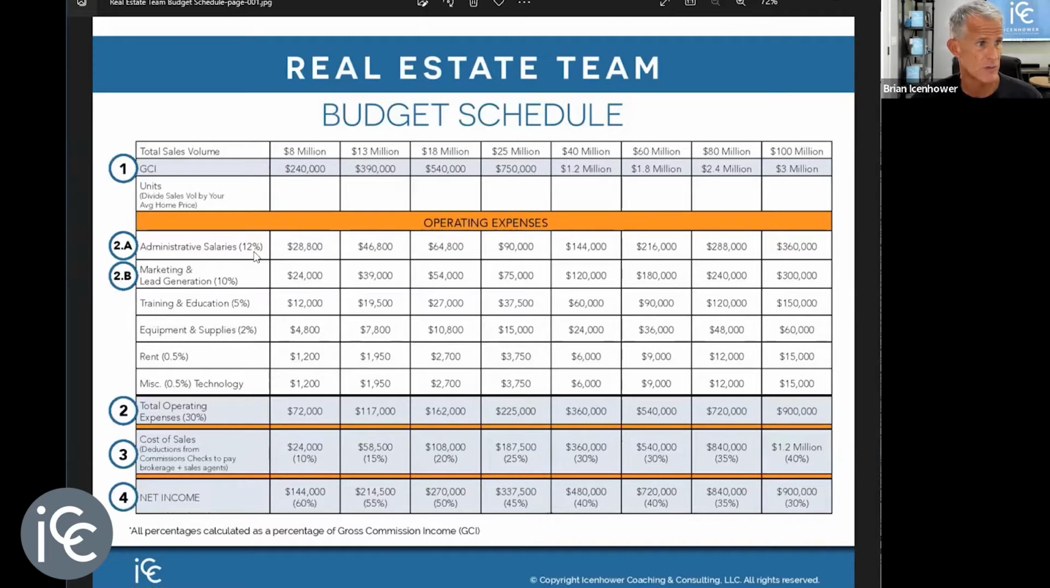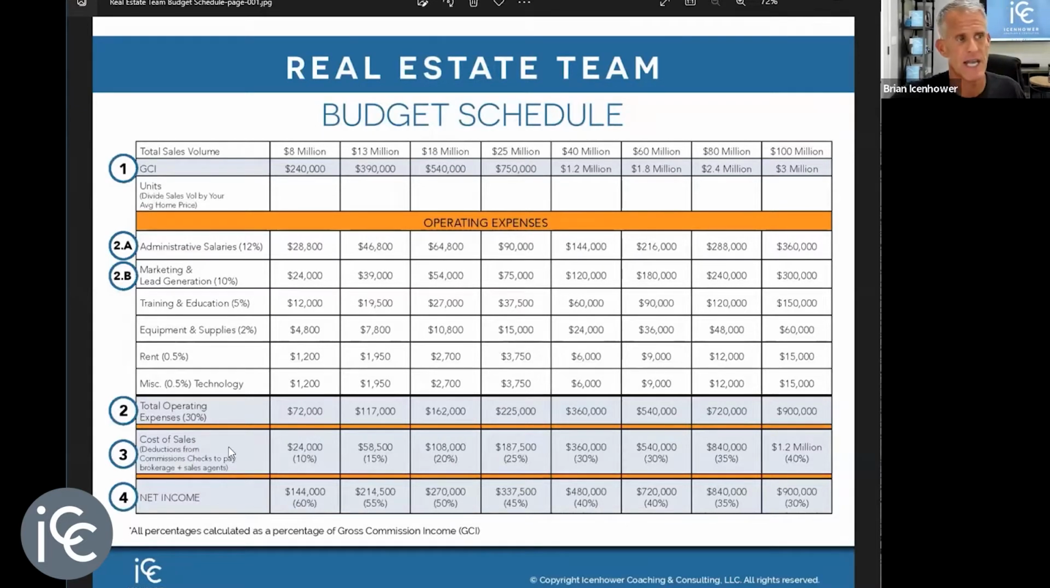Administrative salary should be 12% of your gross commission income. Marketing and lead generation expenses should be 10%. All of your operating expenses should not exceed 30% of your GCI. Your cost of sales, remember what those are. That's what we pay out of our commission split to our broker.